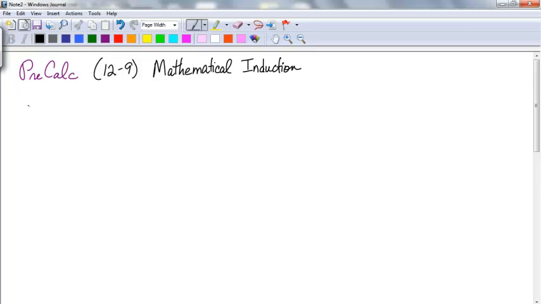Okay, and basically on these, they're going to ask you to prove problems like this: 1 plus 3 plus 5 plus 7. They're giving you a series, plus, and then dot dot dot to show you left out terms, plus the quantity 2n minus 1, and that equals n squared. They want you to prove that that's true for all natural numbers n.